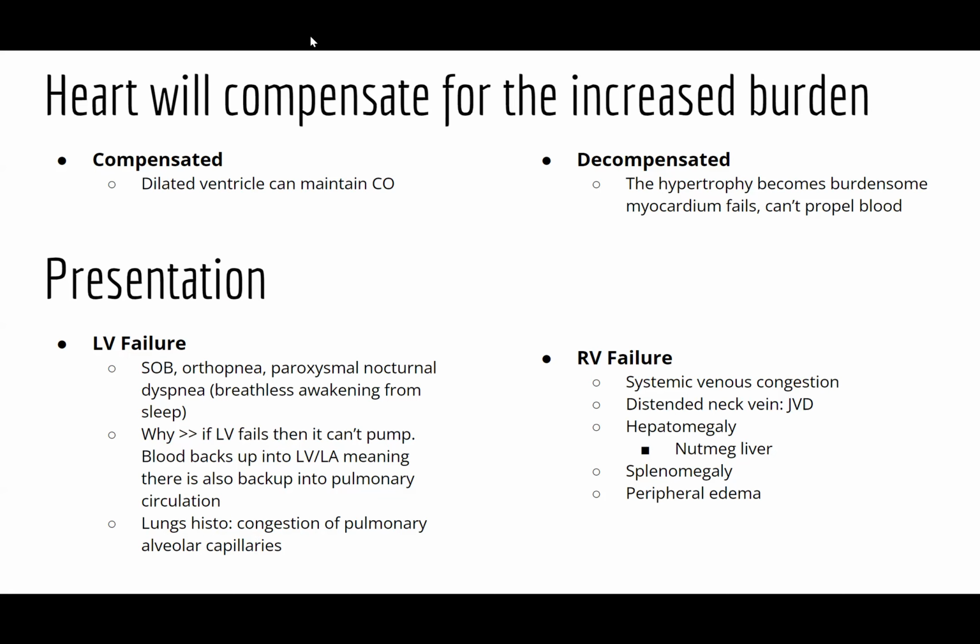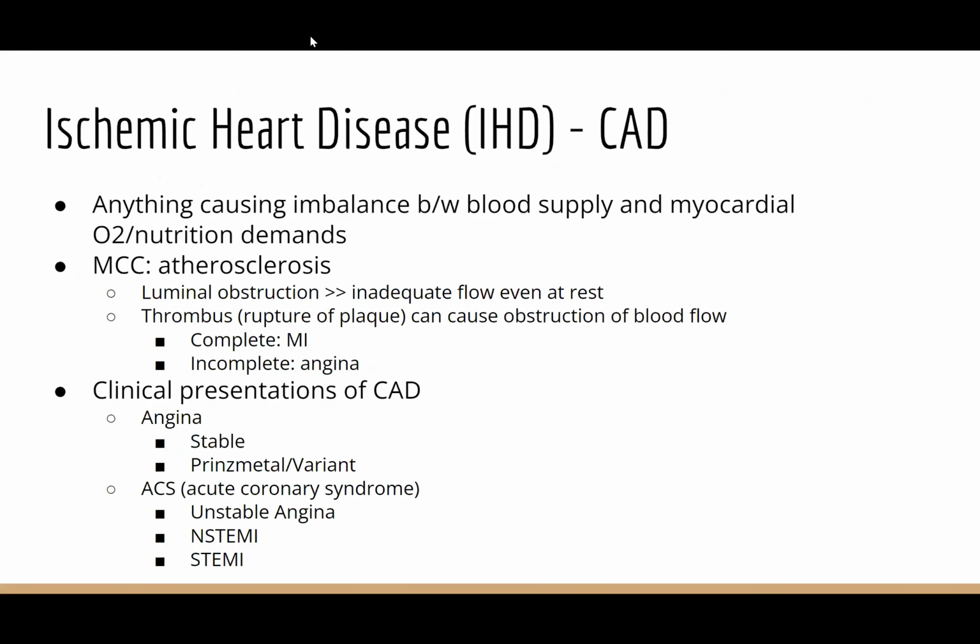Then right failure, again, it's backing up into the systemic system. So you're going to get jugular vein distension. You'll see hepatomegaly, they call it the nutmeg liver. You can see splenomegaly because it's all backing up into the systemic system. And then, of course, peripheral edema.